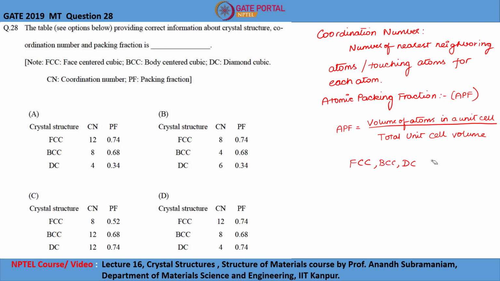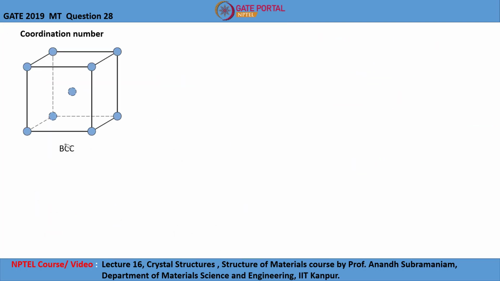So let us now find the correct coordination number and atomic packing fraction for FCC, BCC and DC. The schematic of body-centered cubic structure is shown here. And as we know, in body-centered cubic structure, the atoms will be touching along the body diagonal. And on considering the body-centered atom, the number of nearest neighboring atoms are 1, 2, 3, 4, 5, 6, 7 and 8. So the coordination number for BCC is 8.